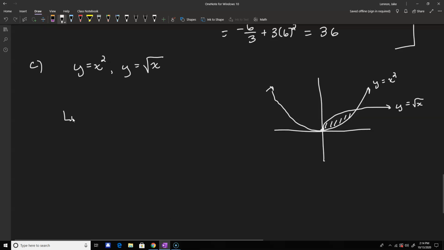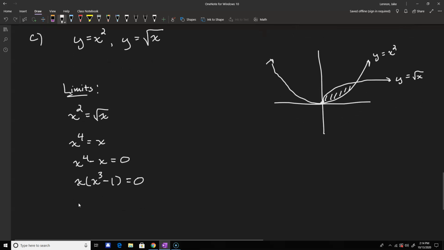But we'll go ahead and write down that part anyway. So here we have the limits. We have x squared equals the square root of x. So you can solve this, I guess, by squaring both sides. So x to the 4th equals x. So x to the 4th minus x equals 0. So we can factor out an x, and we get x cubed minus 1. So we get x equals 0 or x equals 1.